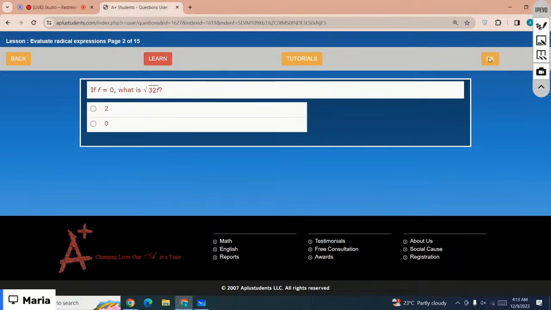Okay, if f equals 0, what is square root of 32f? Which is the correct option? You have to replace f with 0. And any number multiplied by 0 is? Yes, it is 0. The correct option is 0.